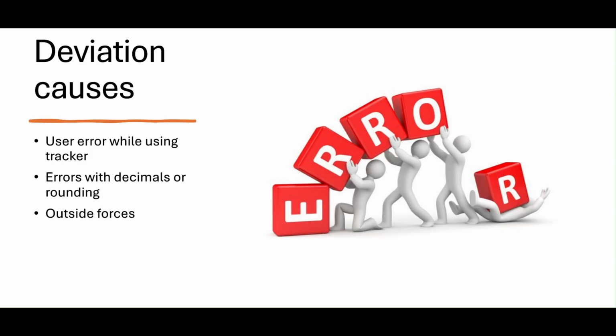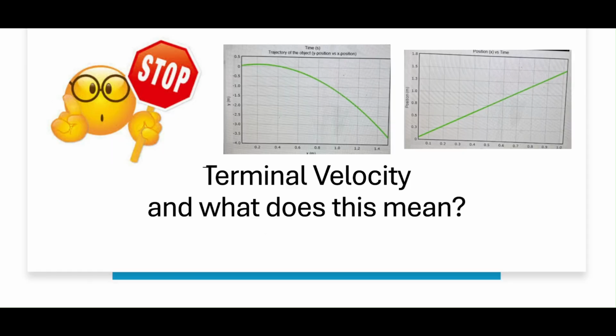Causes of deviation were due to user error while using Tracker, again regarding the lack of centering in the position of the system that was actually moving throughout the surroundings, which is the paper ball. Errors with decimal rounding, as well as outside forces like the drag forces, could have been stopping the object once the air was going against the direction that the ball was going in.